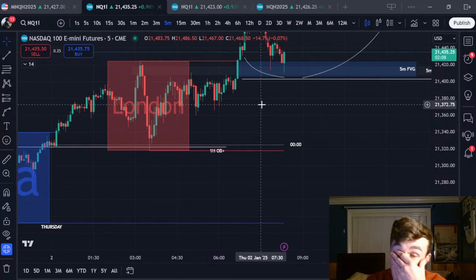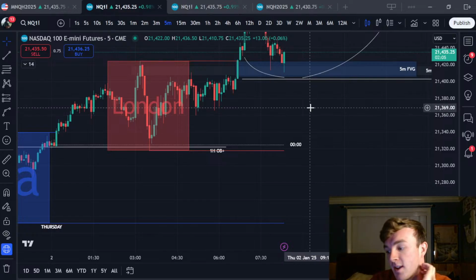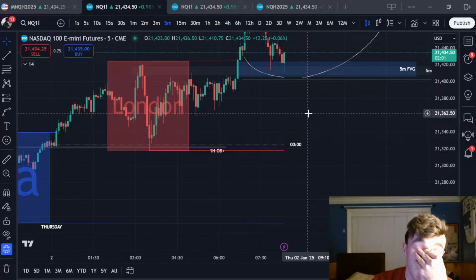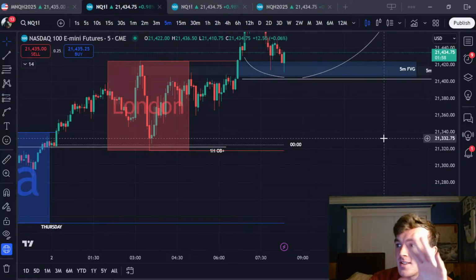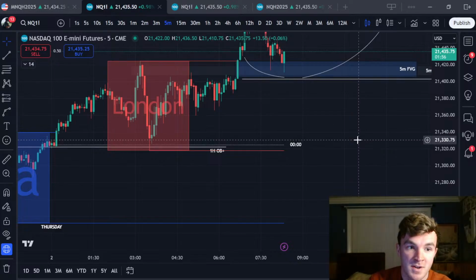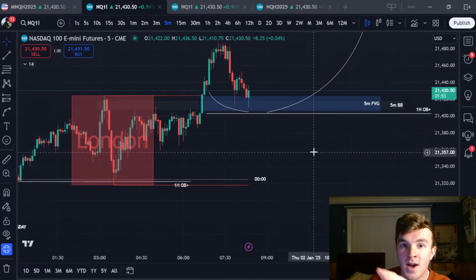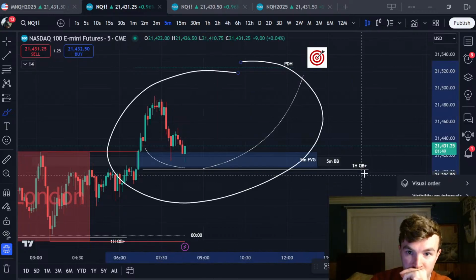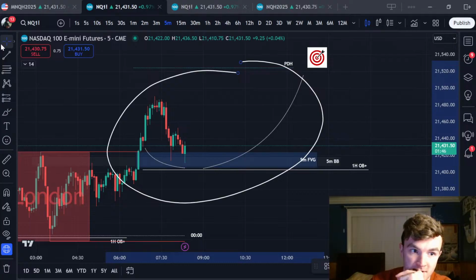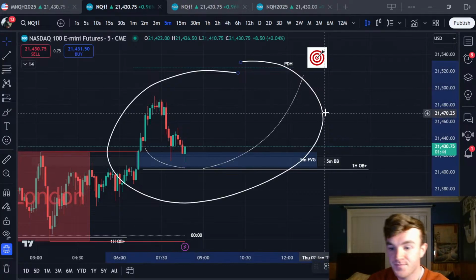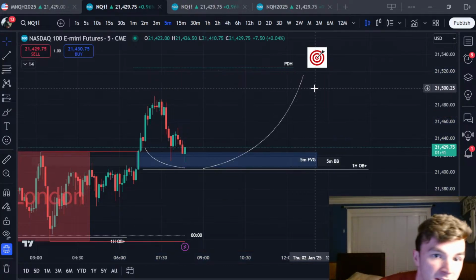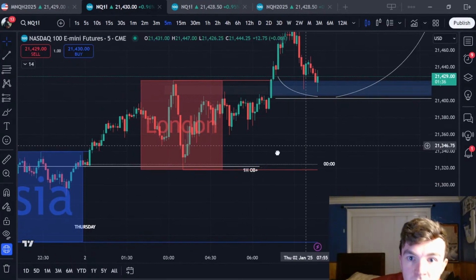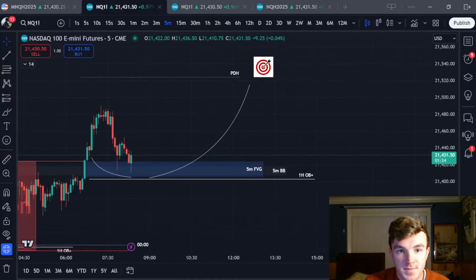Now, I have not done higher time frame analysis yet, and I was bearish on the higher time frame, so I need to go get another look at that to make sure. But right now, I'm thinking that this could possibly be another buy model to go up towards previous day's high. But I still need to do a lot more analysis, and I am nowhere near taking a trade yet. So let's screenshot this.